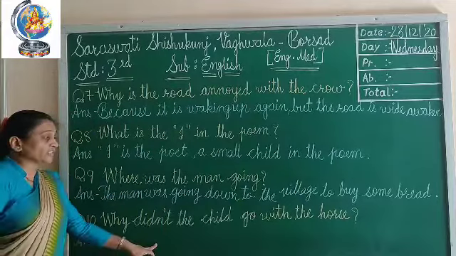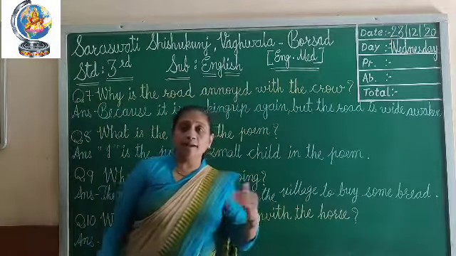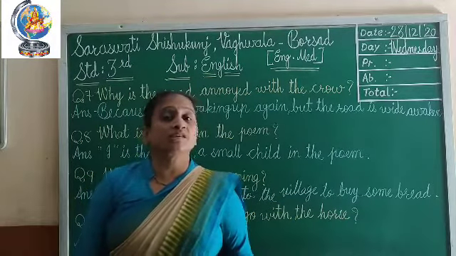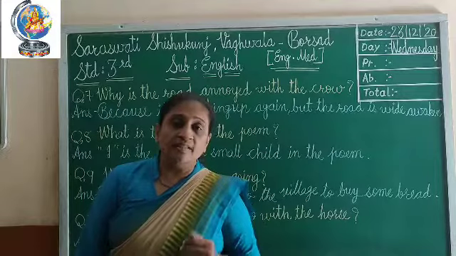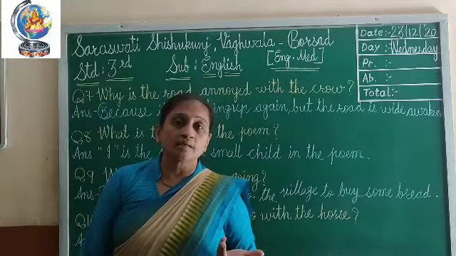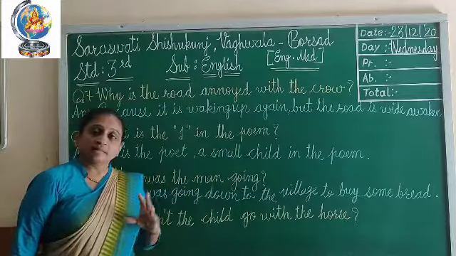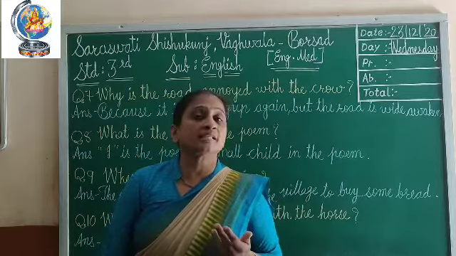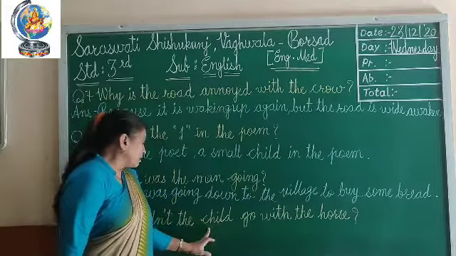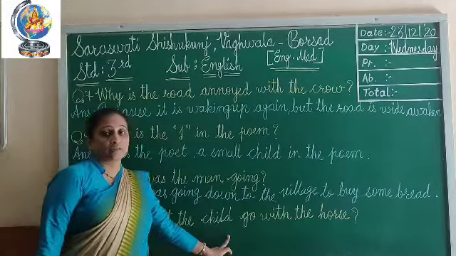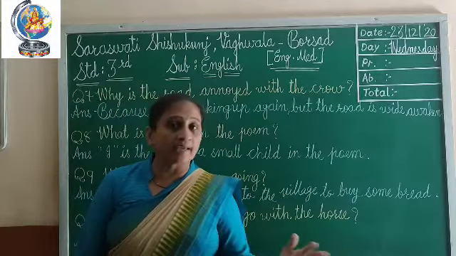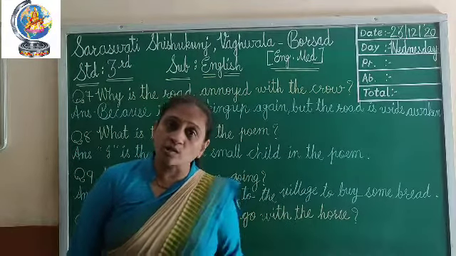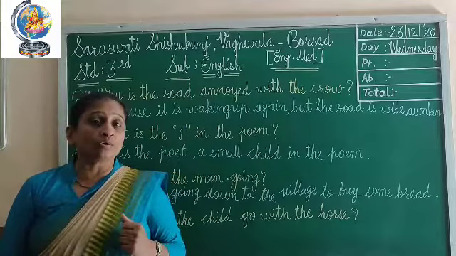Okay? Why didn't the child go with the horse? Now after he met the man, he met the horse. And once again, the same question he is asking the horse also. Where are you going, horse? So the horse is telling the answer. He is going the same way, down to the village to buy some hay. But why didn't the child go with the horse? Means he is not going with the man, and he is not going with the horse also. So why is he not going?